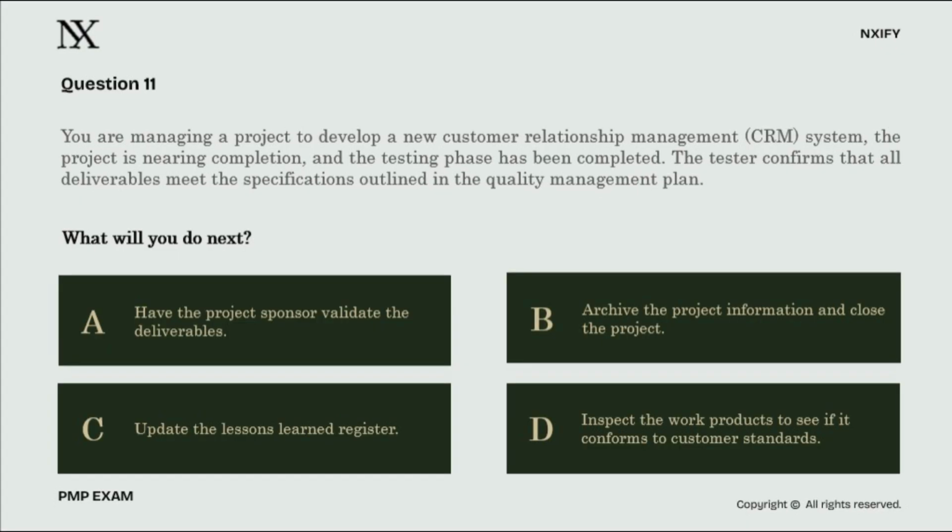Look at our options grid in these dark green boxes. We have 4 potential paths forward. A. Have the project sponsor validate the deliverables. B. Archive the project information and close the project. C. Update the lessons learned register. Or D. Inspect the work products to see if it conforms to customer standards. Which one is the procedurally correct next move right now? Think about the hierarchy of actions we've established as we've moved from planning to results.